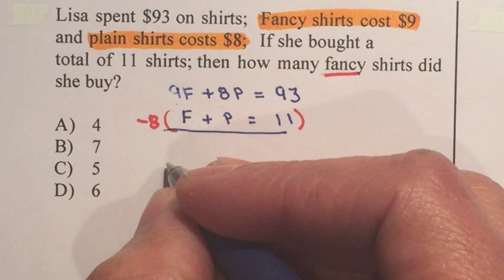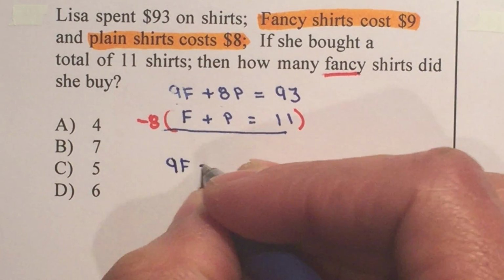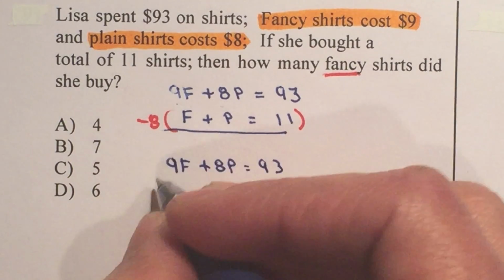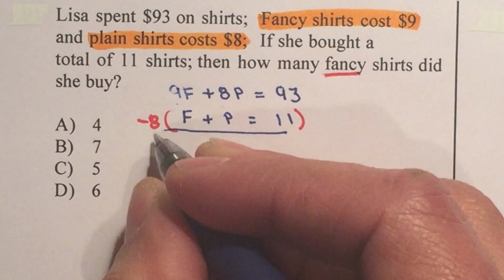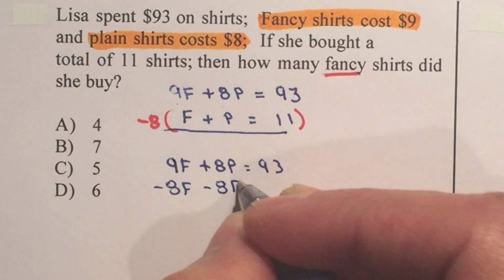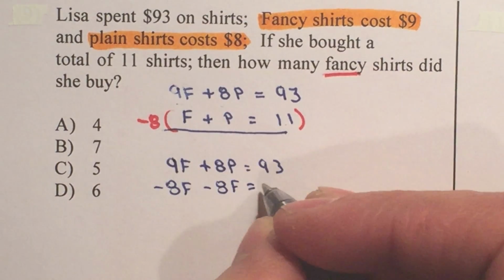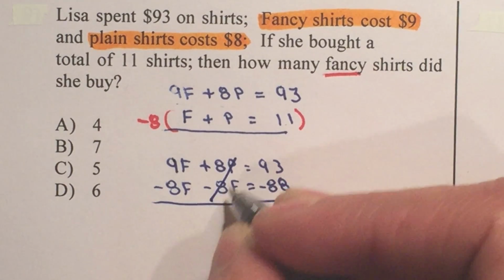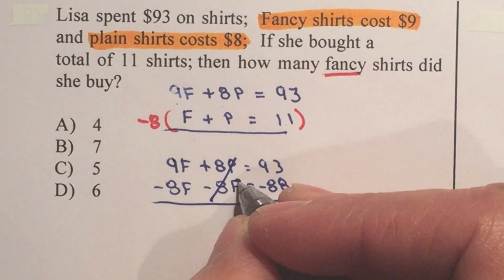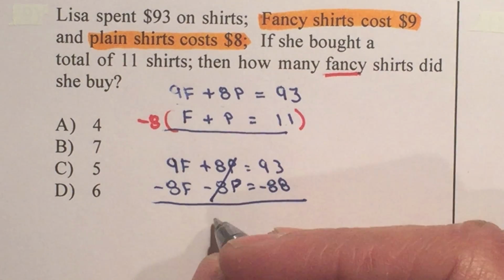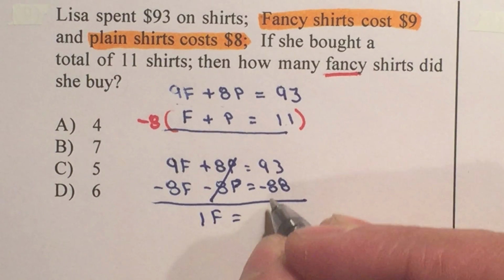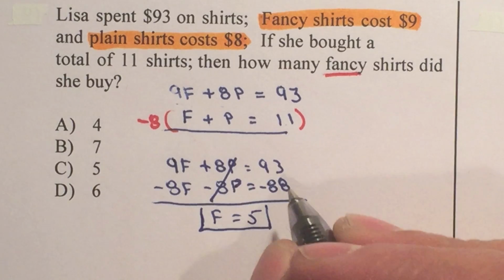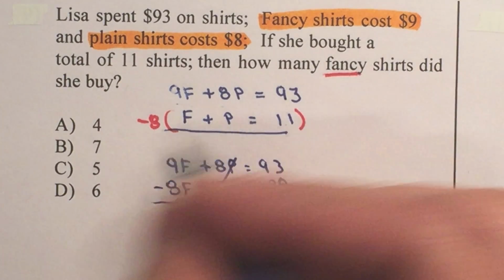The first equation will stay the same. The second equation, F plus P equal to 11, multiplied by -8 gives you -8F minus 8P equal to -88. The P's cancel, and I have 1F is equal to 5. I don't need to divide by 1, so therefore F is equal to 5, and that's what they're asking.